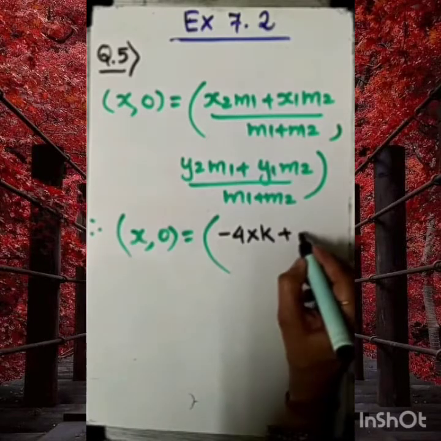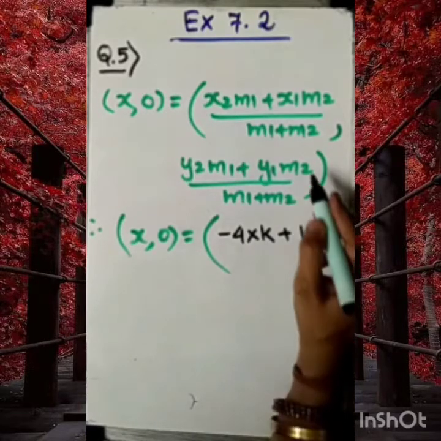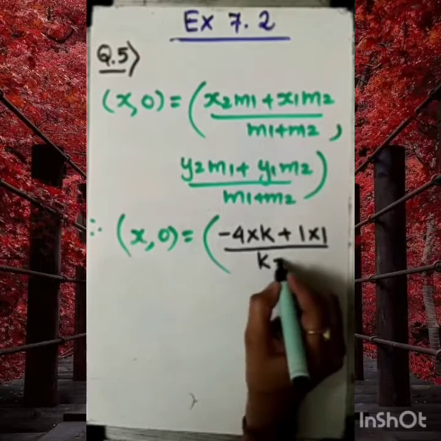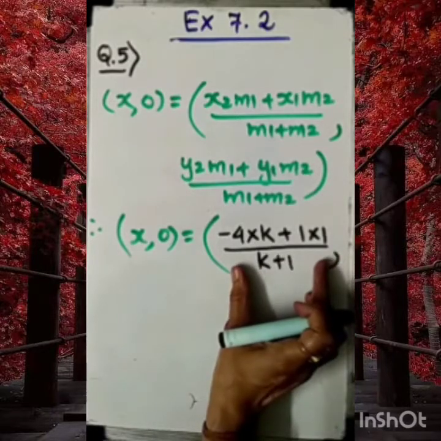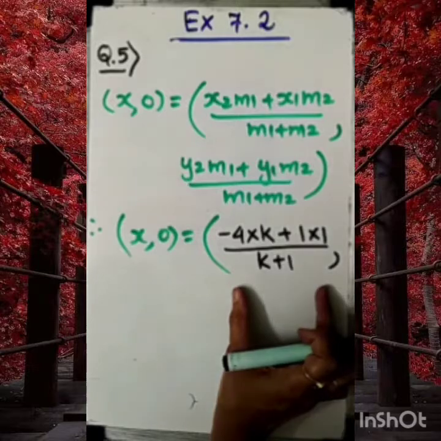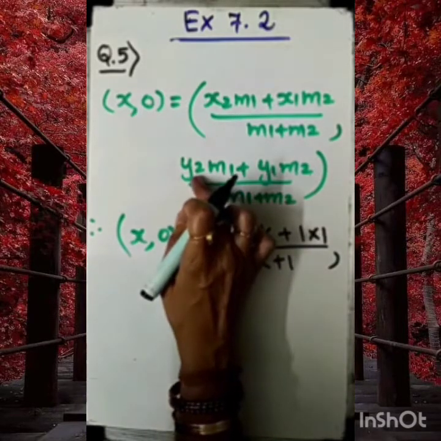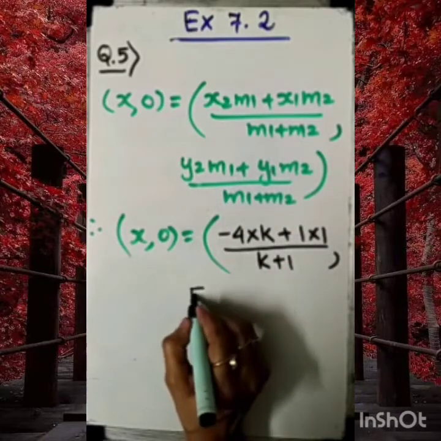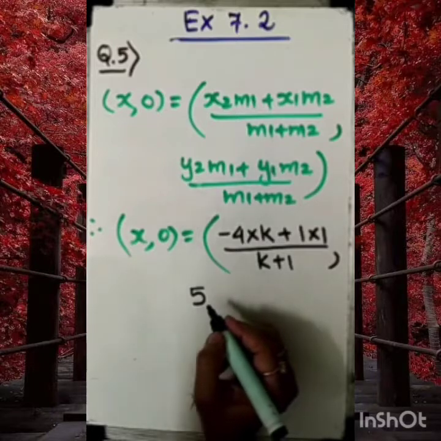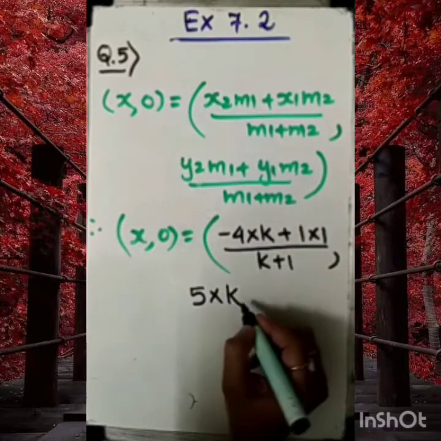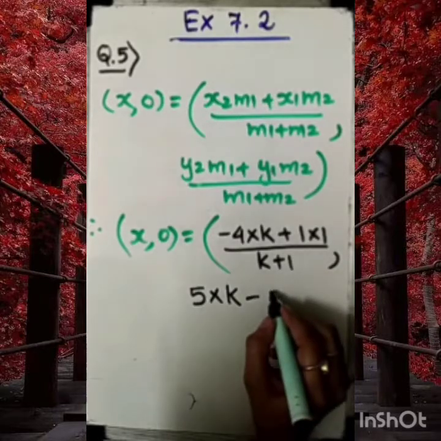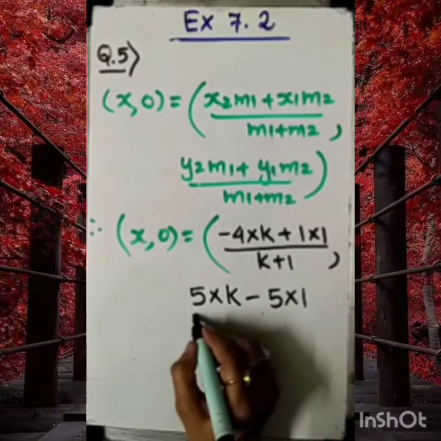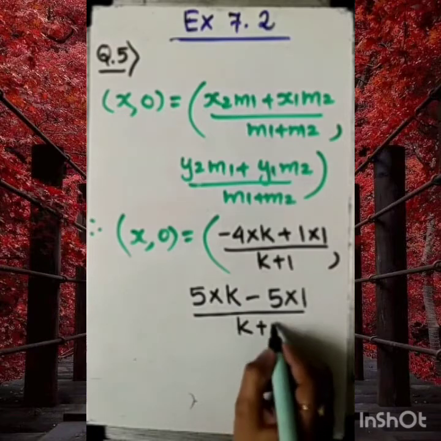What about x1? x1 is 1 and m2 is also 1. So m1 plus m2 must be k plus 1. This is the x coordinate only. Same procedure we apply for the y coordinate. According to the given question, what is y2? Look at the figure. It is 5, multiplied by k. And y1 is minus 5, so it is minus 5 into 1, upon m1 plus m2.